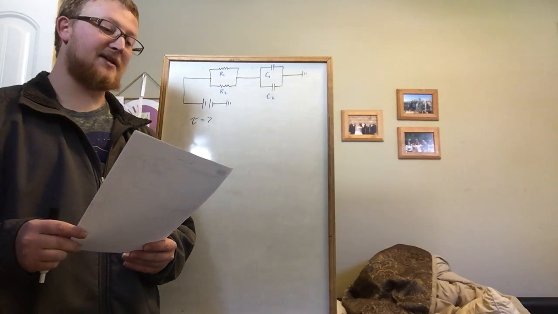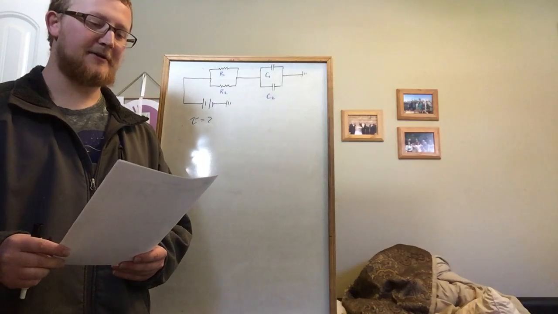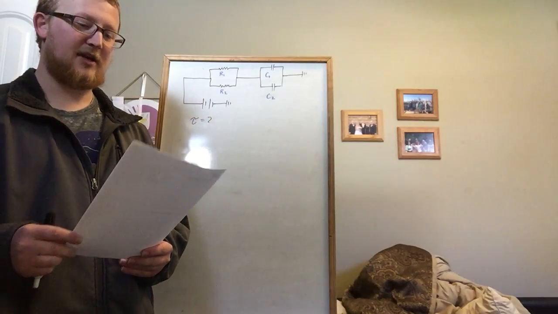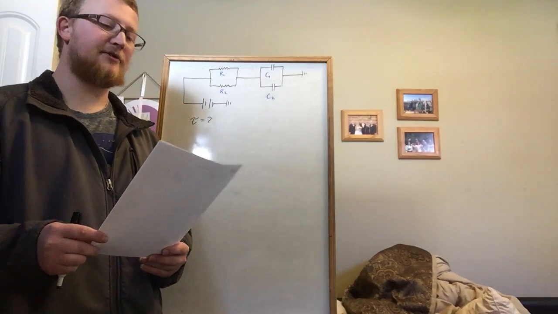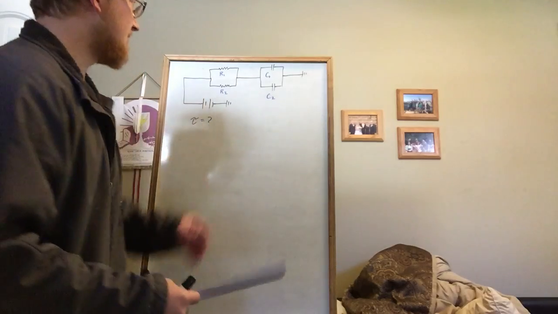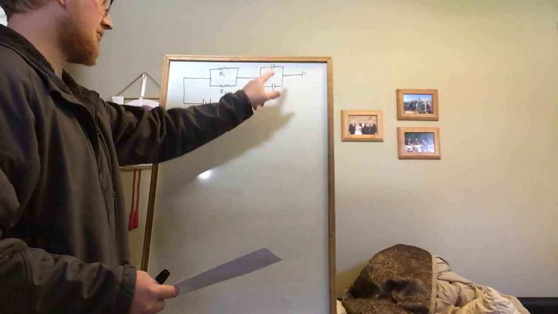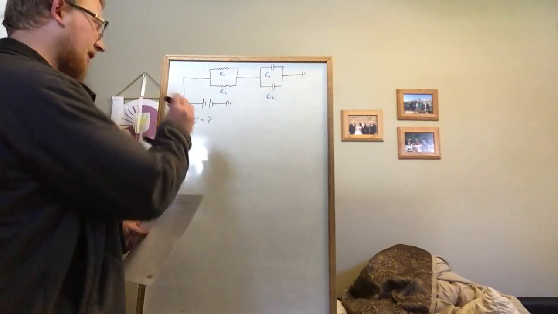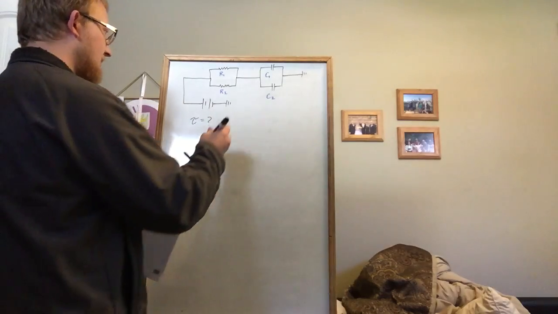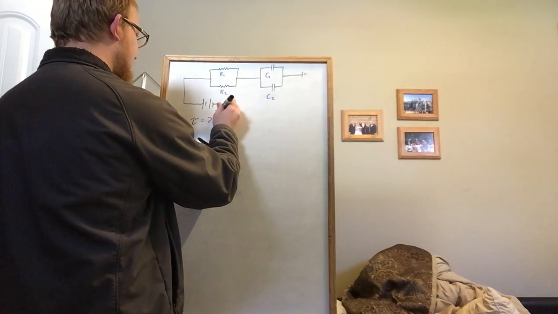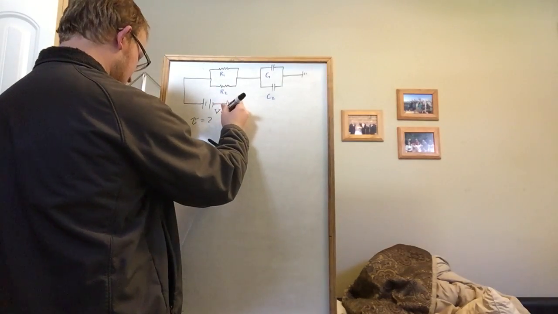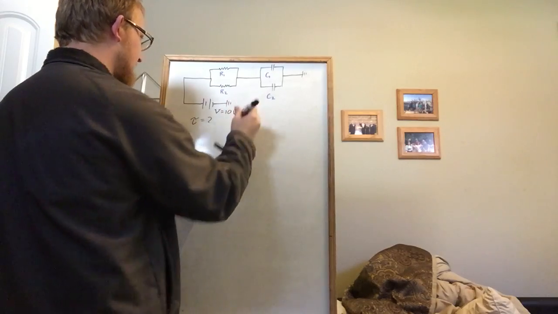The question asks, find the time constant for the RC circuit in the figure in terms of R1, R2, C1, and C2. So as you can see here we have R1, R2, C1, and C2. We're looking for tau. Now, this is given a voltage right here. It's given a voltage of, I believe, 10 volts. This voltage source.